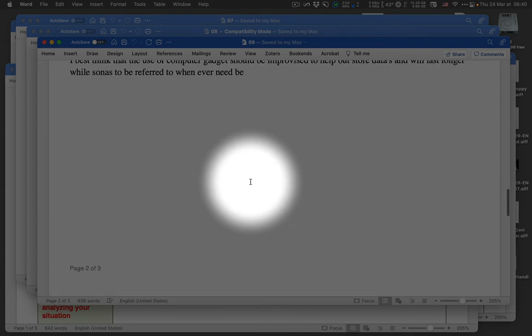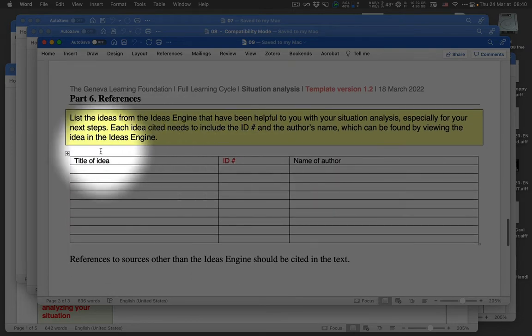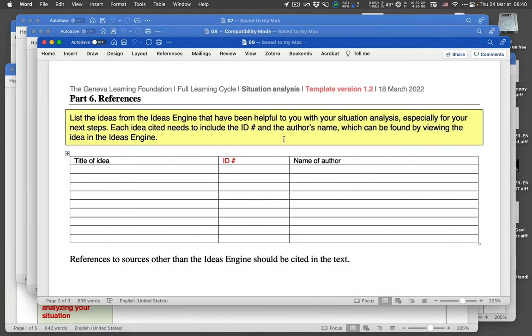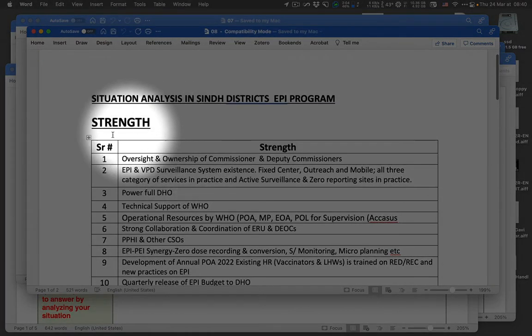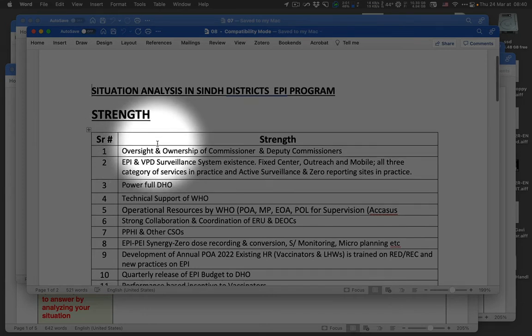Okay, so obviously this person has not actually done that, and is missing the ideas engine as well. So you can see there's a lot missing in this project. Now this person it looks like has done a SWOT analysis, so an analysis of strengths, weaknesses, opportunities, and threats.